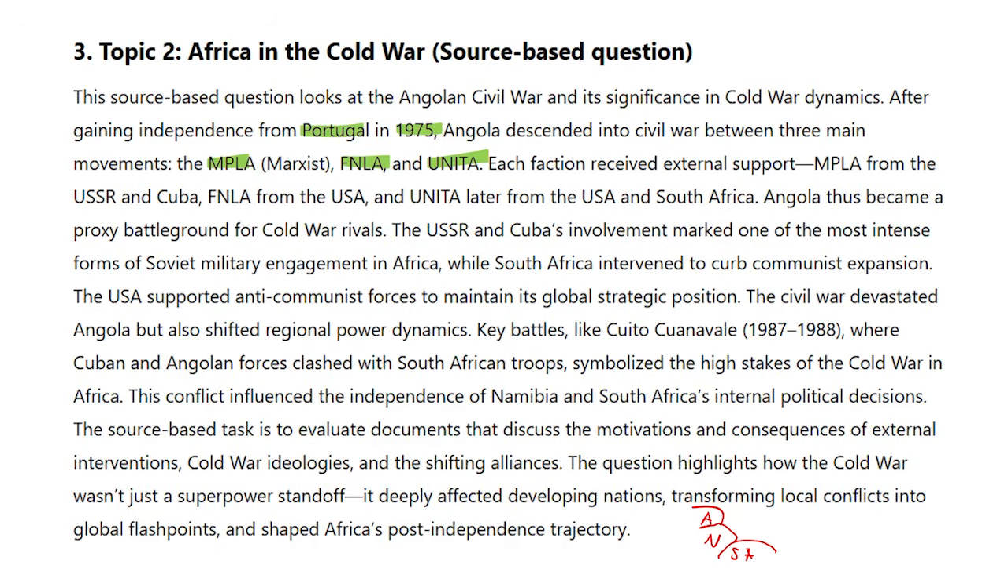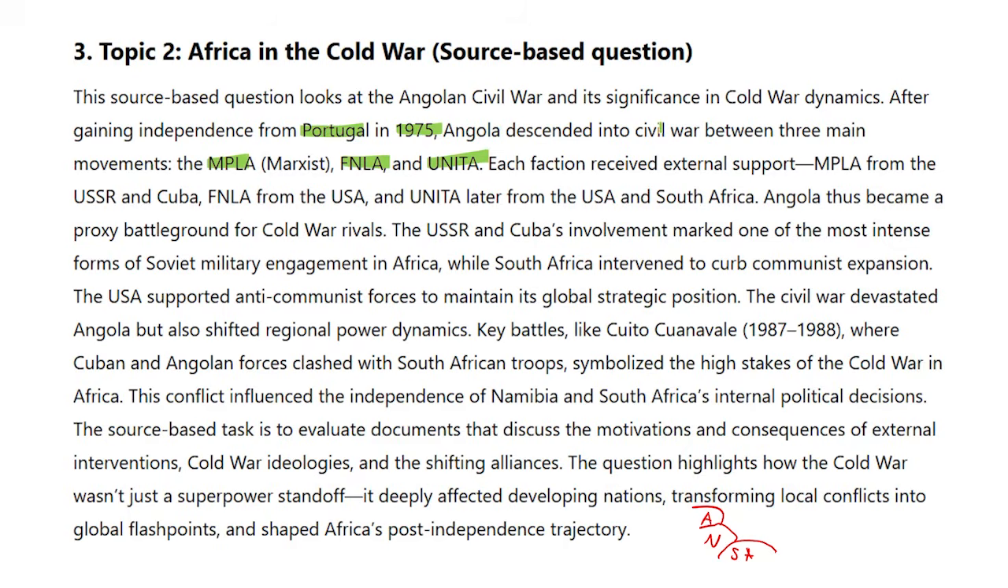So MPLA was Marxist. They received Soviet and Cuban support. FNLA, pro-Western, they received support from the US, South Africa, and also at the time, well, it's present-day Congo, but back then it was called Zaire. They were also backed by the US, and they came to the party as well in Angola. And UNITA, not all that big, but they fought as a rebel group, basically, against the MPLA through a lot of civil war. Okay, and they all stem from different indigenous groups within Angolan society.